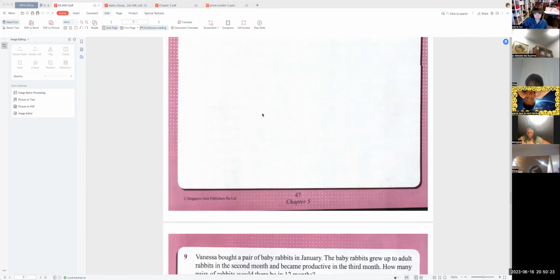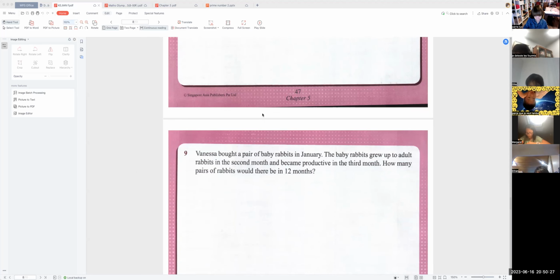Okay, so let's take a look at the next one. Vanessa bought a pair of baby rabbits in January, okay? I think this one's the same, right? What does the rabbit do?